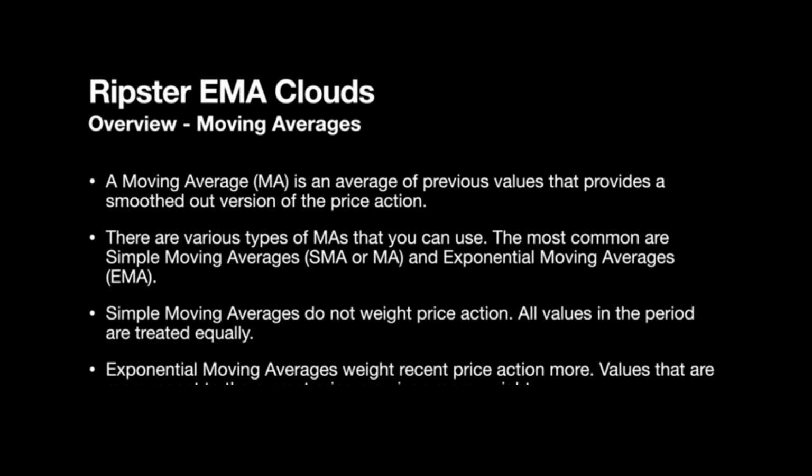So simple moving averages don't weight price action. All values in that period are treated equally, meaning there's no favorability. We don't favor any of the price action that's closer or further away. We're just saying, hey, we just want the overall trend based on equal representation of each of these previous values. Whereas exponential moving averages weight recent price action more. And so values that are more recent to the current price are given a little bit more weight, which is effectively favoring the closer price action.